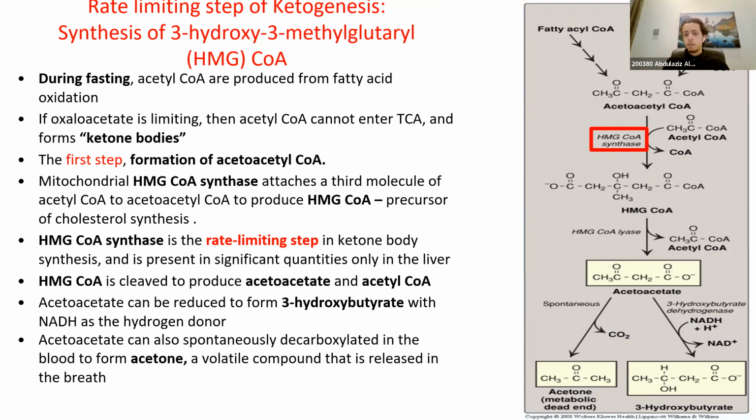And then acetoacetate can be converted into 3-beta-hydroxybutyrate and acetone. So those are the 3 ketone bodies that can be formed. So as we said, the first step was formation of acetoacetyl-CoA, and then conversion into HMG-CoA by the HMG-CoA synthase, and then HMG-CoA is converted into acetoacetate, and then from there on, it's converted into the other 2 ketone bodies.